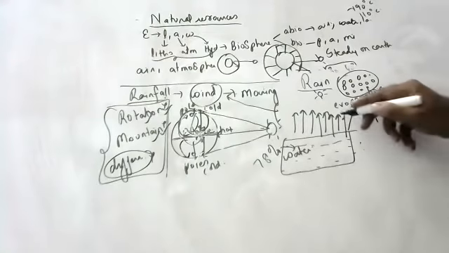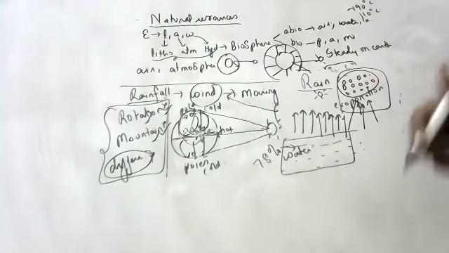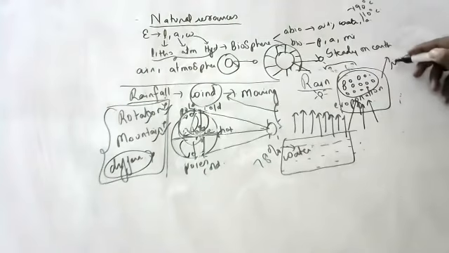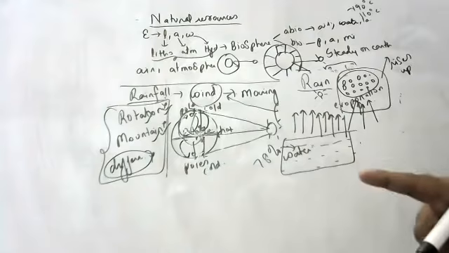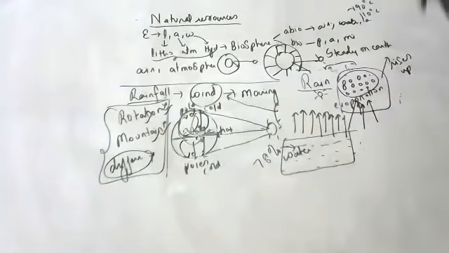Now this air is very hot. What happens? I told you, hot air rises up. This hot air is already having water vapor, so the water vapor also goes up.